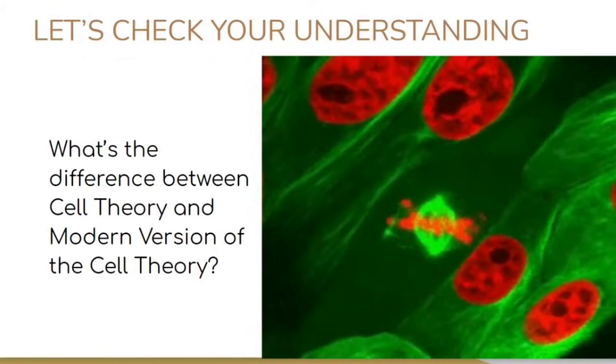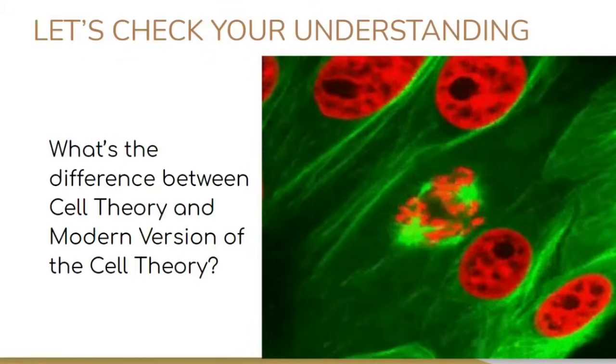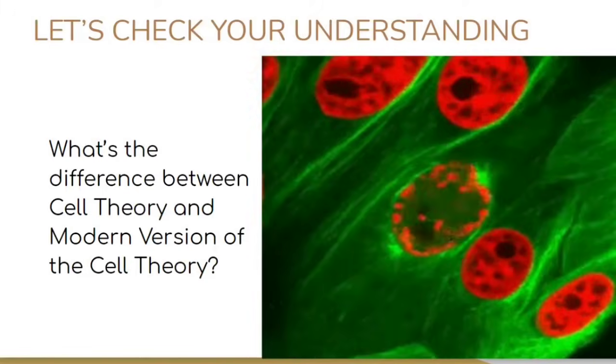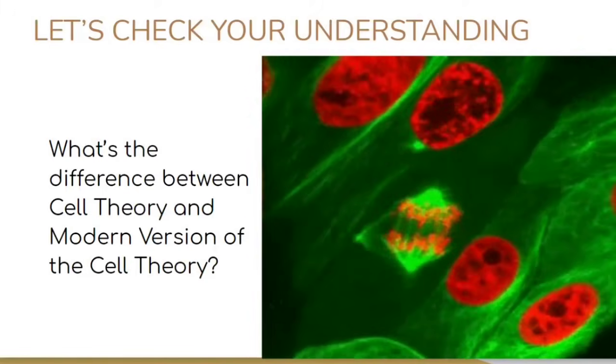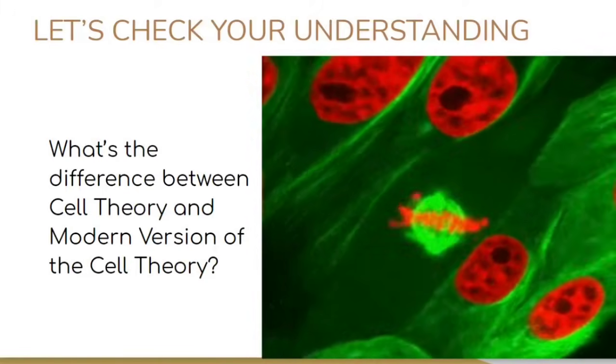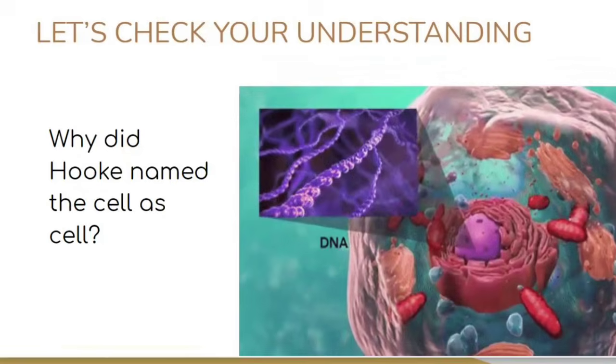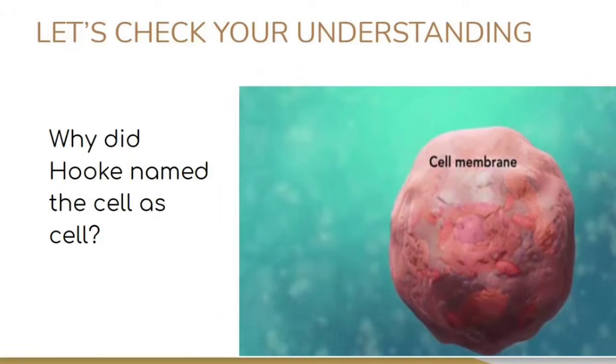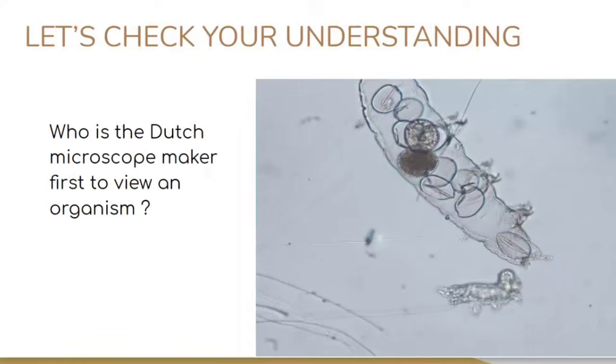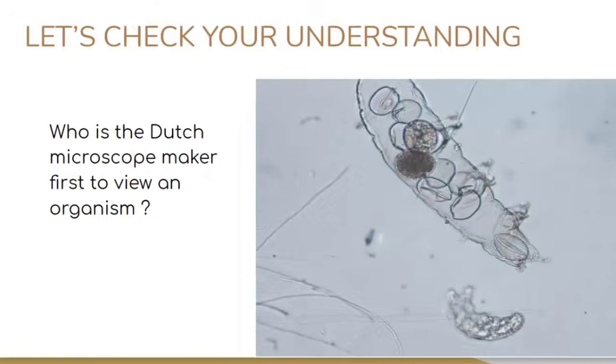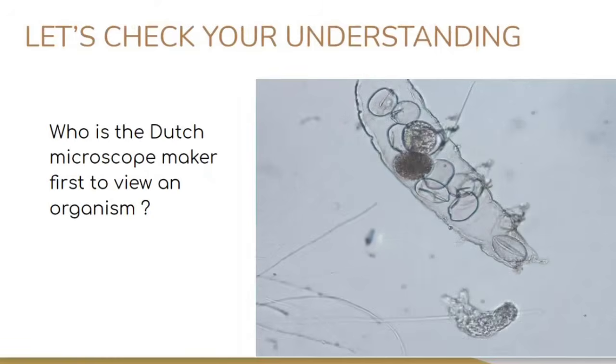Let us check your understanding by writing your answer in MS Word. What's the difference between cell theory and the modern version of the cell theory? Second, why did Hooke name the cell as cell? Lastly, who is the Dutch microscope maker to first view an organism?